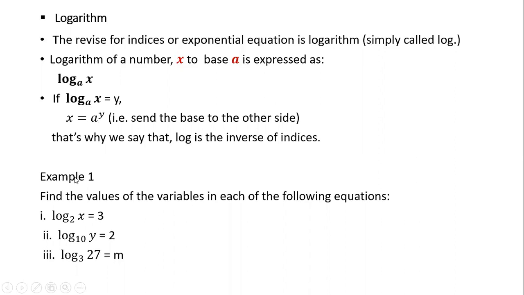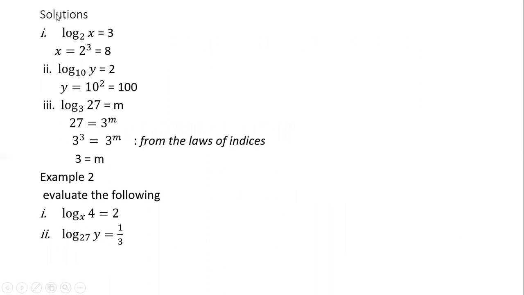So let's see examples here. Example 1. Find the values of the variables in each of the following equations. One: log base 2 of x equal to 3. Two: log base 10 of y equal to 2. Three: log base 3 of 27 equal to n. Let's see the solutions. Log base 2 of x equal to 3. If you want to find x, you have to remove the base 2 to the right hand side to be the power of 3. Therefore, x equals 2 power 3, which is the same as 2 times 2 times 2, which is 8.